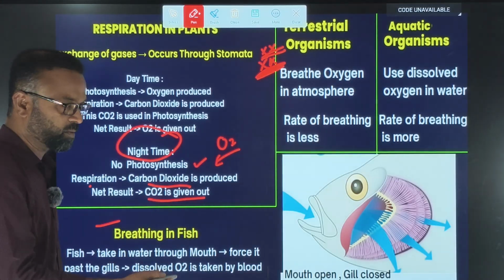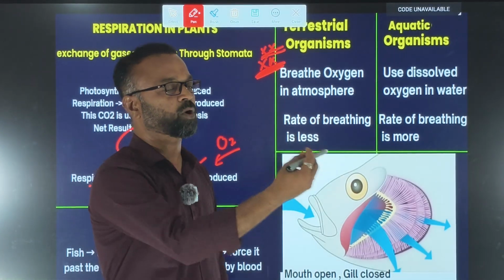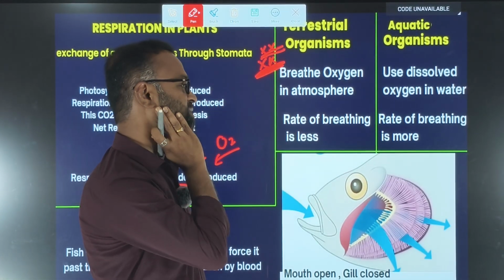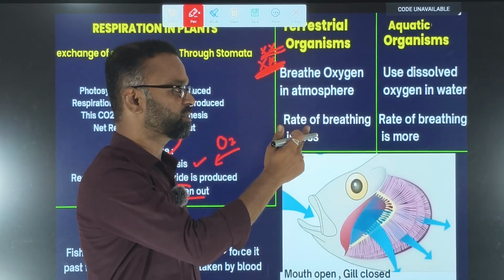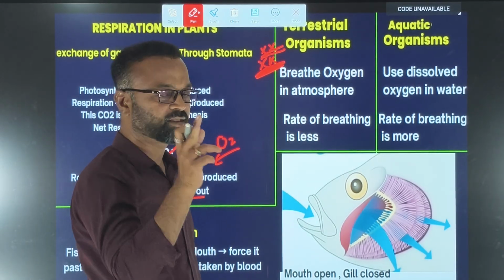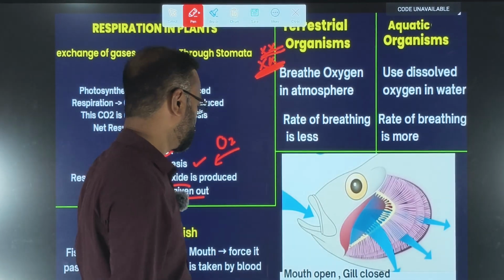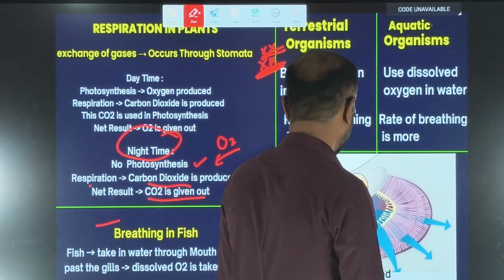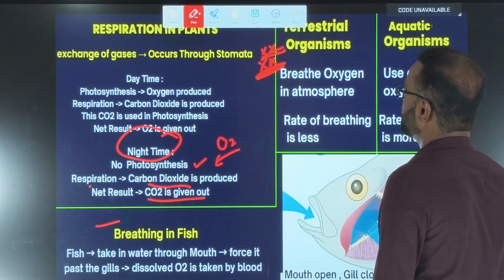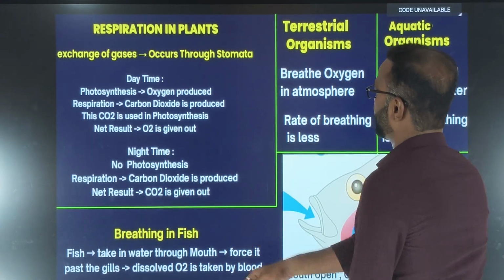Breathing in fish, what will happen? Well, the fish will take the water inside the mouth and pass it outside through the gills. When the water is flowing from the mouth to the gills, they will utilize the dissolved oxygen, and that's how the fish also undergo breathing or respiration. So this is all about respiration.